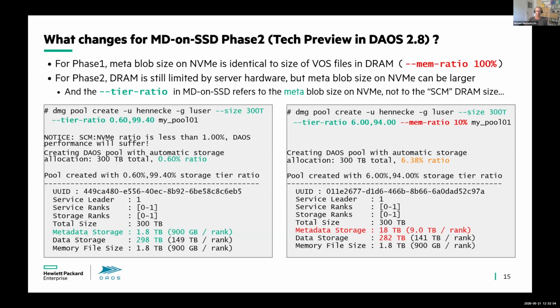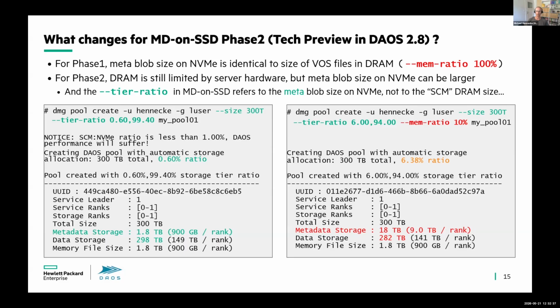One thing that also needs to be noted is the tier ratio that we use for PMEM and for MD on SSD phase 1. In that case, we could think about it as the DRAM space because the mem ratio was 100%. In this scenario, it becomes clear that the tier ratio, the SCM there, really is not the DRAM, it's the size of the metadata blob. So if you look at the results at the bottom, you see that now our metadata storage is 18 terabytes, not 1.8, right?